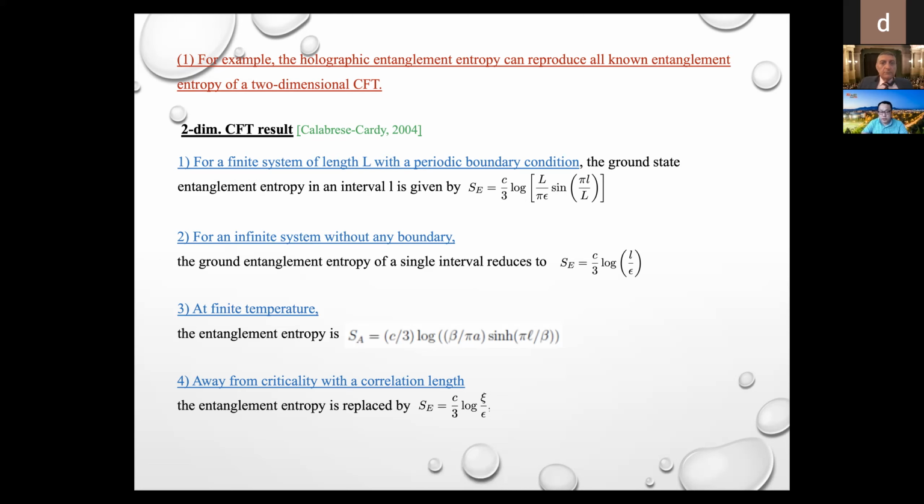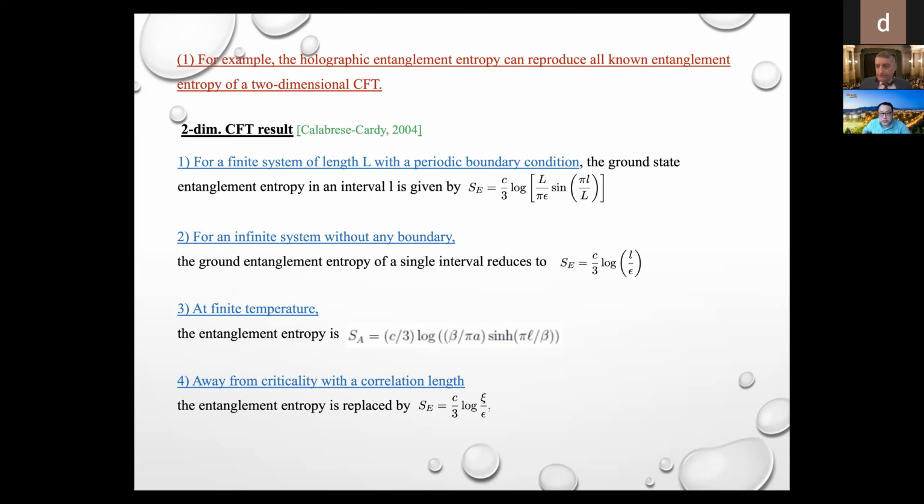Also, we consider a non-conformal theory case. If there is a mass gap, which is the inverse of the correlation length, then the entanglement entropy is reduced to this form. So this is a known result of the two-dimensional conformal field theory.